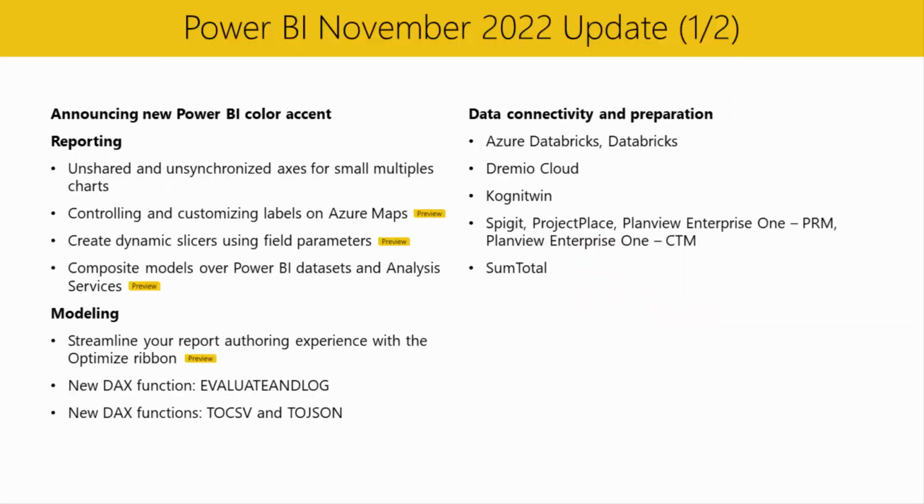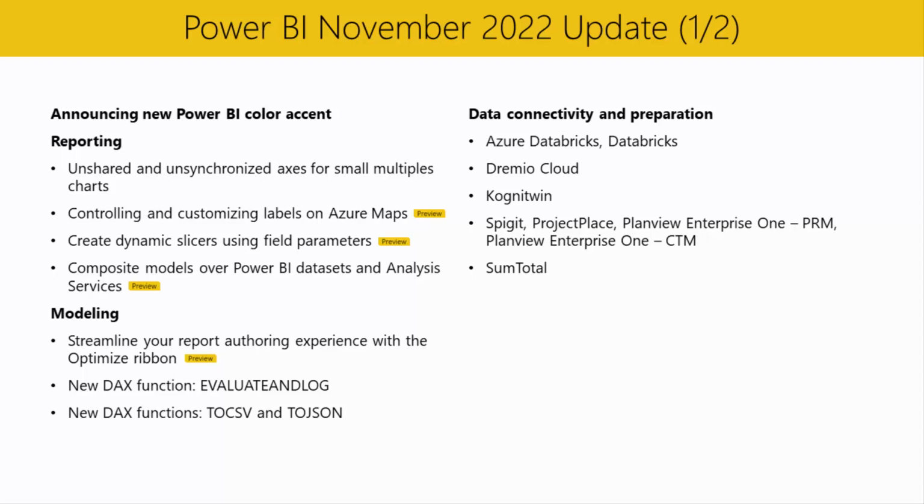But before we jump into all of our new features, we'd like to announce that we're changing our accent color from yellow to teal. This change was made to ensure that our product is more accessible for users with disabilities. The new color improves contrast and increases visibility of the user interface in Power BI, making the experience easier to use and more inclusive. That said, the Power BI brand color and icon logo will remain yellow, so no change there.